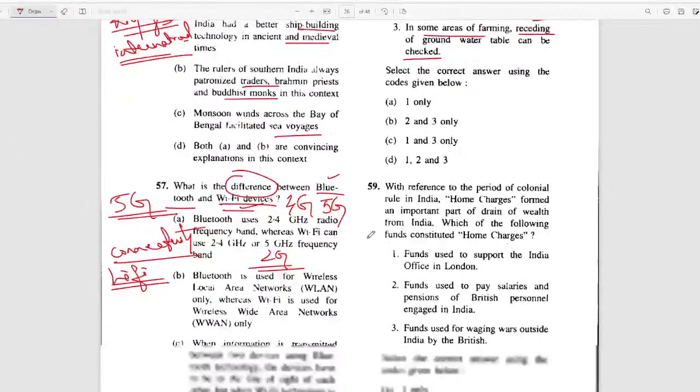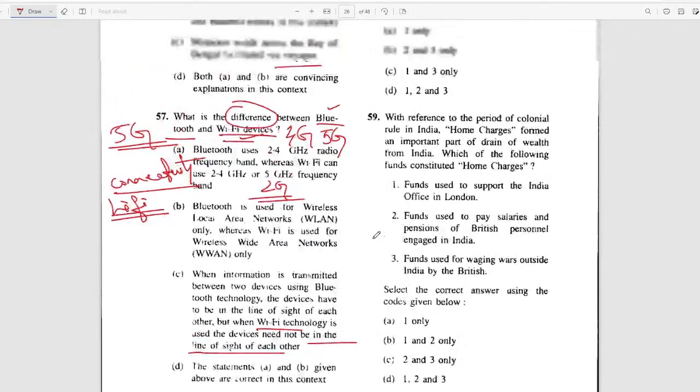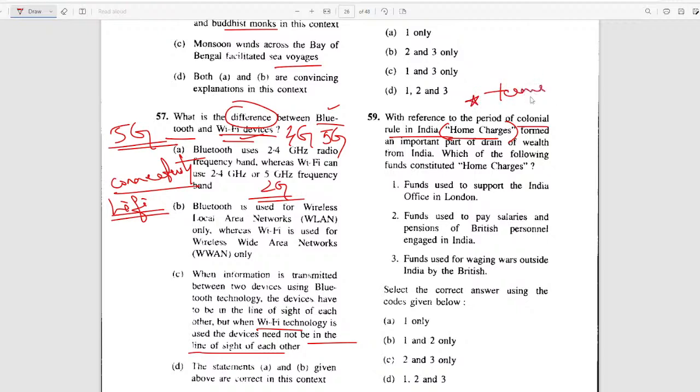And if there are other types of irrigation. And then 59th, sorry. With reference to the period of colonial rule in India, what are home charges? See, these are terms that are used in modern history, in ancient, medieval, and modern. If there is any particular term, you have to understand what the terms mean. That is important across the ancient, medieval, and modern. Here they are talking about home charges. Go through this concept. What is home charges?